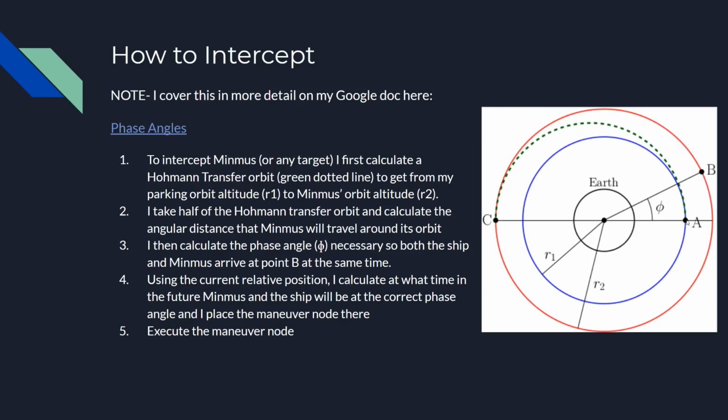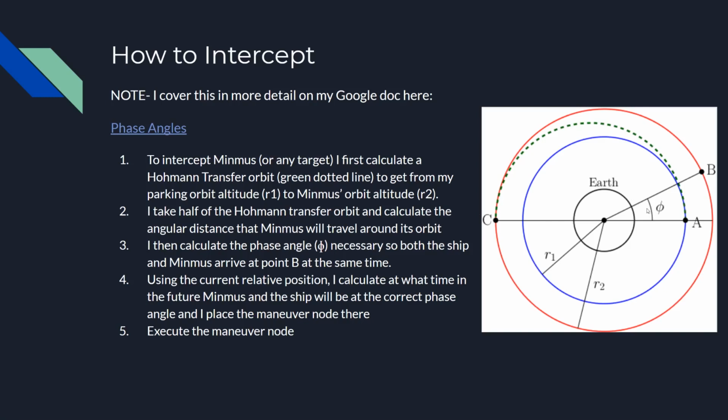So the first thing you need to do is calculate the delta V you need to put yourself in this transfer orbit to get from radius R1 to R2. Second thing is you need to calculate how long this takes, because since you want to intercept, we're going to assume that when you get to point C, Minmus will also be there. And then we walk backwards in time, right? If you walk backwards in time, by the time you get to A, your ship, B will also have moved backwards to this point here. And the angle that the two make when you start this backwards time walk, you calculate what's called the phase angle.